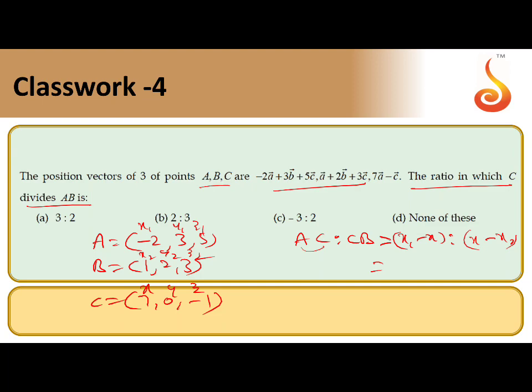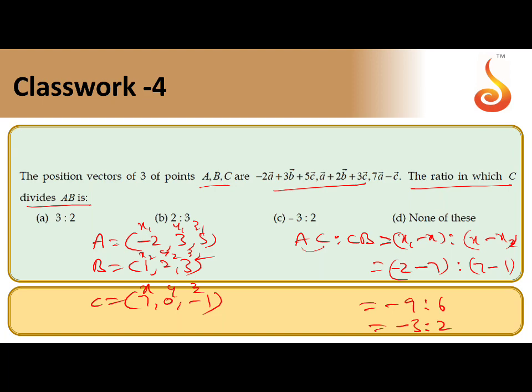What is x1? It is minus 2, minus x. X is the x coordinate of C, which is 7, is to x minus x2. The x2 is 1. So now minus 9 is to 6. You can cancel with the 3 table. So 3 3s and 3 2s. Minus 3 is to 2 is the answer.